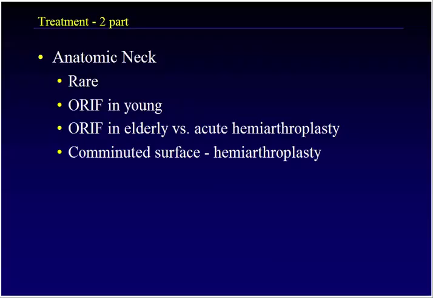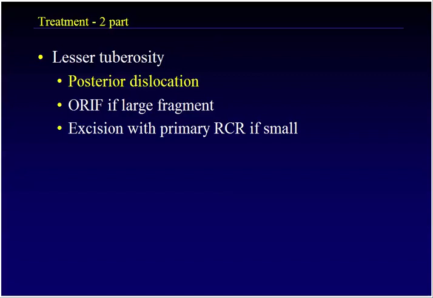For 2-part fractures involving the lesser tuberosity, again, think about the possibility of a concomitant posterior shoulder dislocation. Again, an isolated lesser tuberosity fracture is a posterior shoulder dislocation until you prove that it's not. If the lesser tuberosity is a large fragment, you can treat that with ORIF. If you have a very small fragment, you can excise it and do a primary rotator cuff repair.